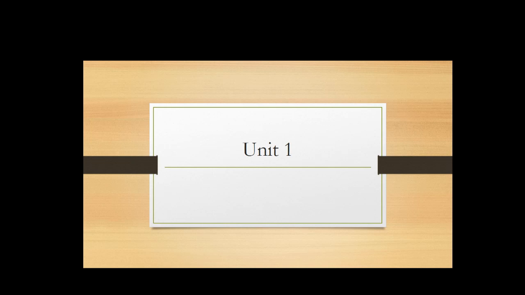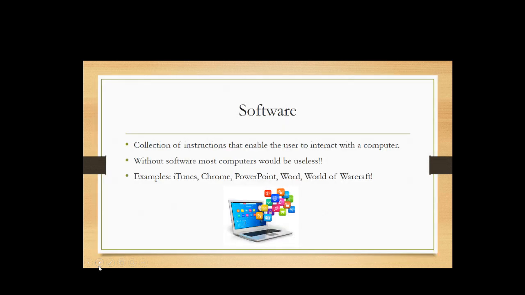Video lesson for today. Let's go over important information for Unit 1. So what exactly is software? Software is a collection of instructions that enable the user to interact with the computer. Without software, most computers would be useless. These are, for example, iTunes, Chrome, PowerPoint, Word, World of Warcraft, pretty much any application on there. That is all software.